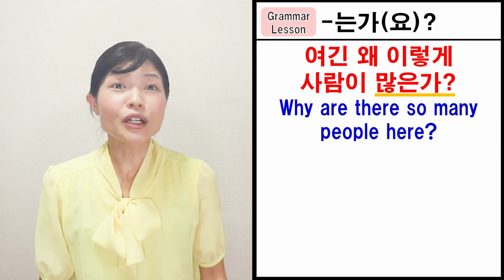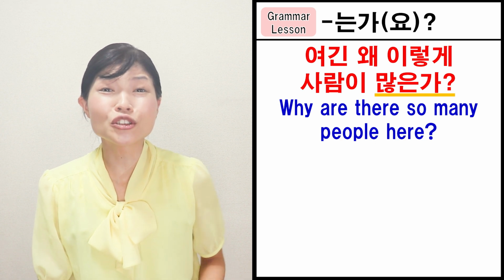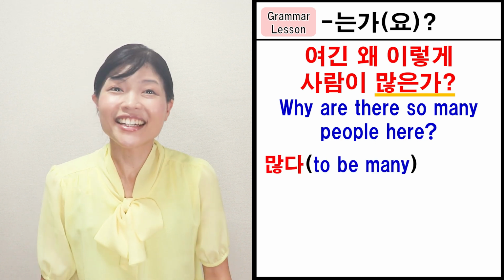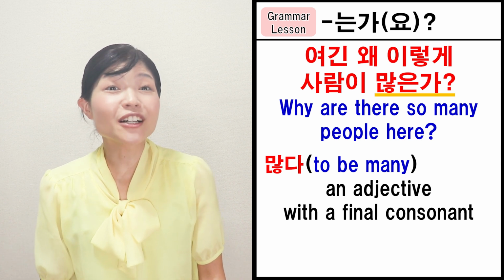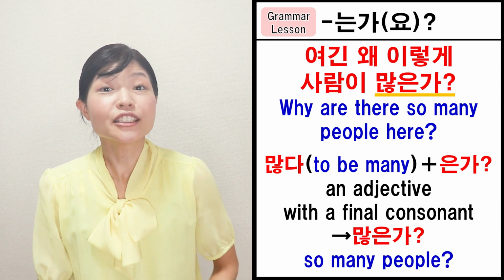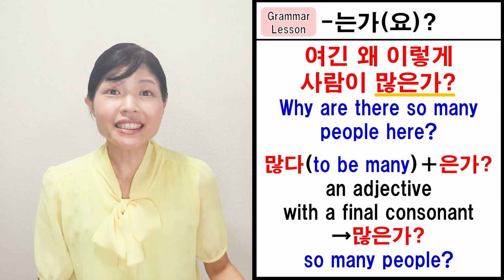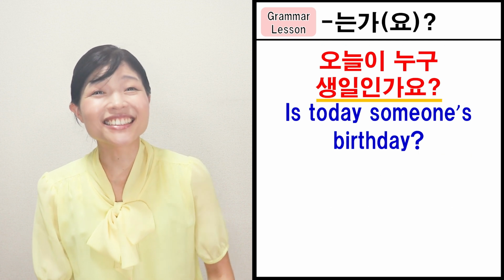여긴 왜 이렇게 사람이 많은가? Why are there so many people here? Here, 많다, to be many, is an adjective with a final consonant. So you add 은가 to make 많은가, so many people. As you can see, an elder person might say this way. Let's read the next sentence.